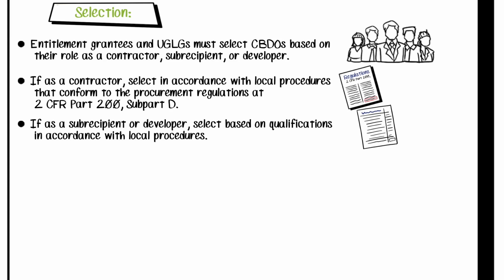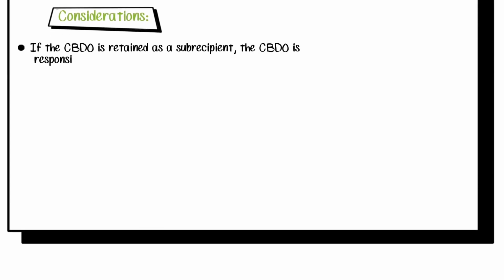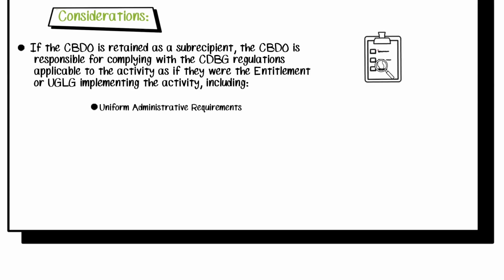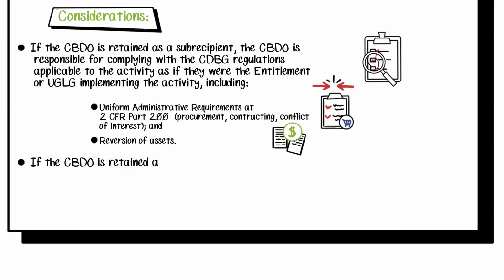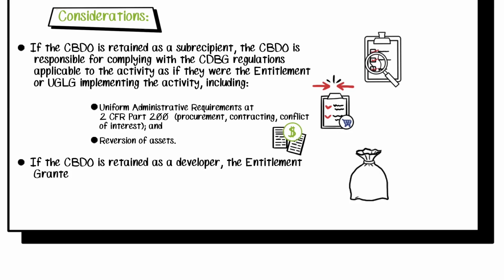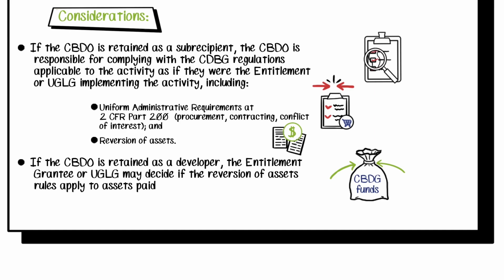If the CBDO will act in the role of a subrecipient, entitlement grantees and units of general local government would follow their local procedures for selecting subrecipients. The role of the CBDO determines the applicability of certain regulations. If the CBDO will be a subrecipient, the Uniform Administrative Requirements and Reversion of Assets requirements, for example, proceeds from land sales, would apply. If the CBDO is retained as a developer, the Uniform Administrative Requirements would not apply, and the entitlement grantee or unit of general local government must specify in the written agreement if the reversion of assets rules apply.